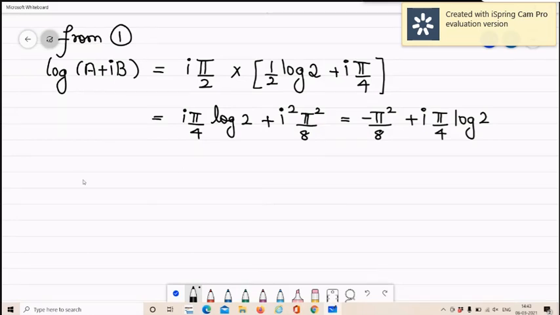Now what I said to you all, the next step is to eliminate this log from here. How do we do that? How do we eliminate the log from there?